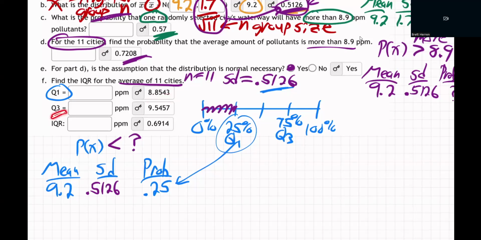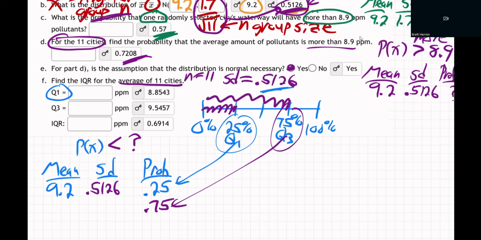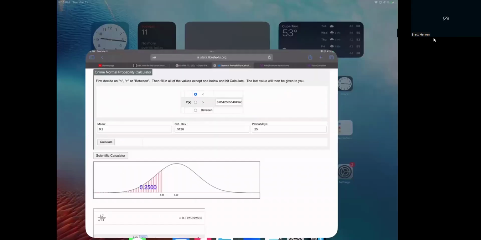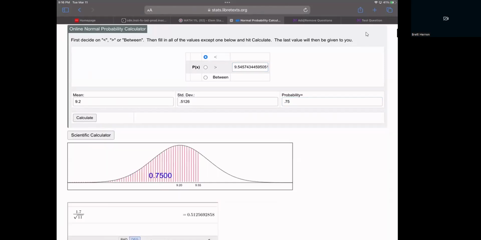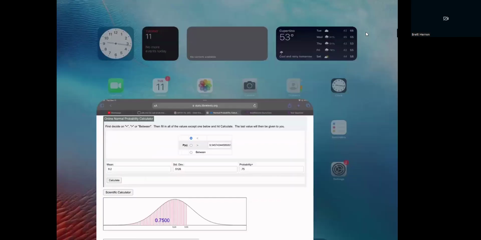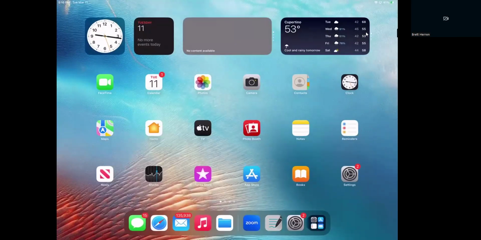Now, what about Q3? Same thing. Just change this to 0.75 because that's Q3, right? And again, you still want less. You want to say 75% of the waterways are below this. So just change it to 0.75. Oh, and we got to get rid of this up here now because you got to have a blank. Okay, and then calculate. And it filled in 9.5457.